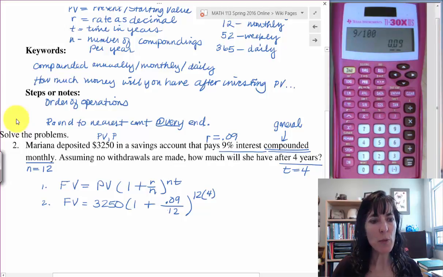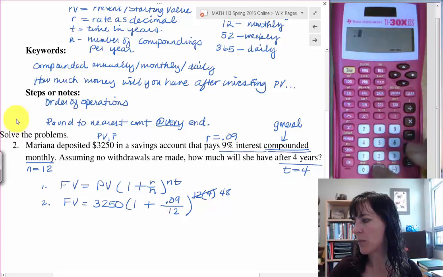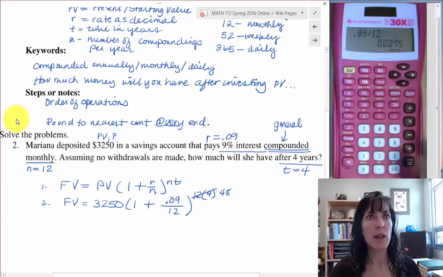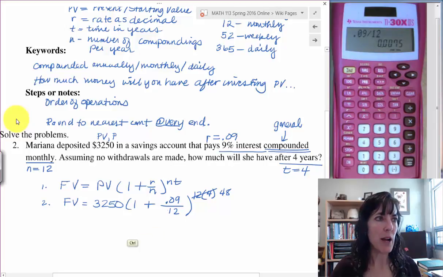First thing I have to do, remember, is multiply that exponent out. 12 times 4. You can do that in your head, or you can do it on your calculator. Some of them are a little more complicated. This one comes to 48, so I'll just cross it off so I know I've done that part. Then working inside the parentheses, I want to do the 0.09 divided by 12. And I get 0.0075. So this one's got not that many decimals, so I can sort of write it out as I go.